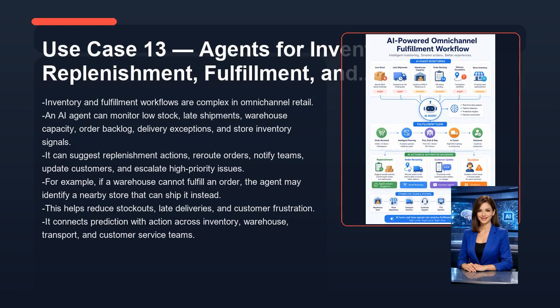Now let's look at use case 13, agents for inventory replenishment, fulfillment, and delivery exceptions. Inventory and fulfillment workflows are complex in omnichannel retail. An AI agent can monitor low stock, late shipments, warehouse capacity, order backlog, delivery exceptions, and store inventory signals. It can suggest replenishment actions, reroute orders, notify teams, update customers, and escalate high-priority issues. For example, if a warehouse cannot fulfill an order, the agent may identify a nearby store that can ship it instead. This helps reduce stockouts, late deliveries, and customer frustration. It connects prediction with action across inventory, warehouse, transport, and customer service teams.